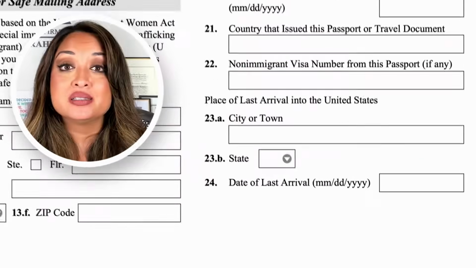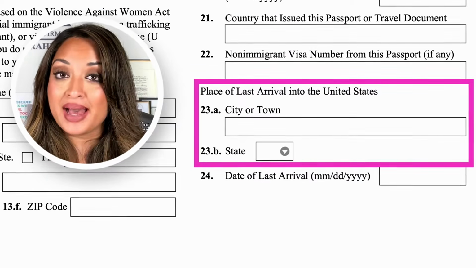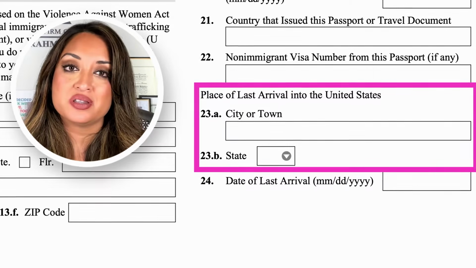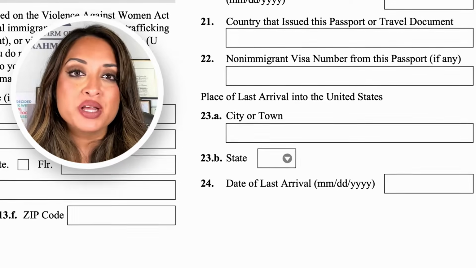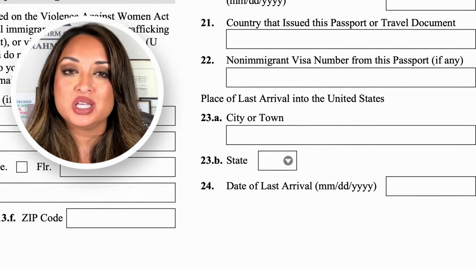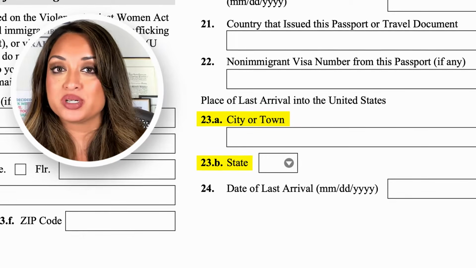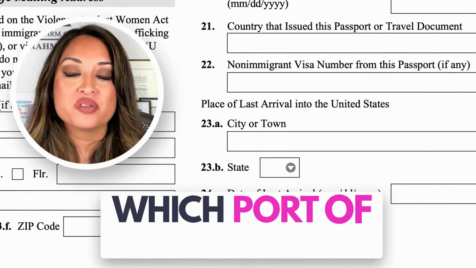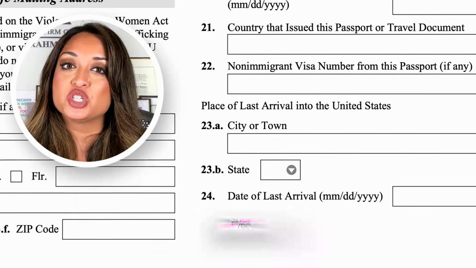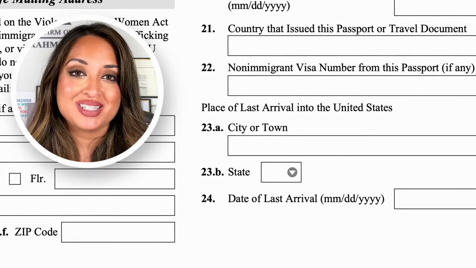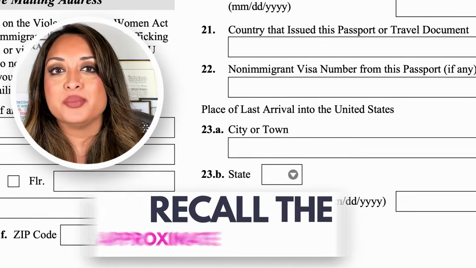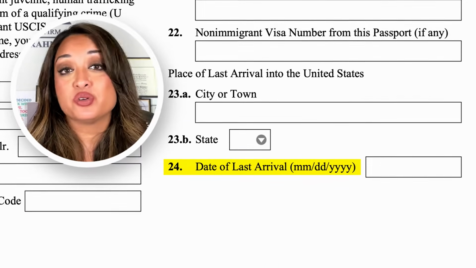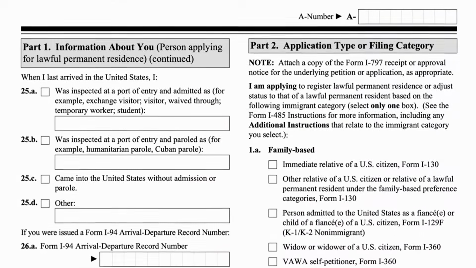You will see in question number 23A that USCIS is asking you about your place of last arrival into the United States. For those of you who have flown in through airports, this is pretty easy. You would put down the city and state where the airport is, but if you came into the land border, then you would have to try to remember which port of entry you used. For those of you who entered without permission into the United States, you'll have to try to recall the approximate location where you crossed. And lastly, you'll have to do your best to put down your last date of arrival. Moving on to page 3.